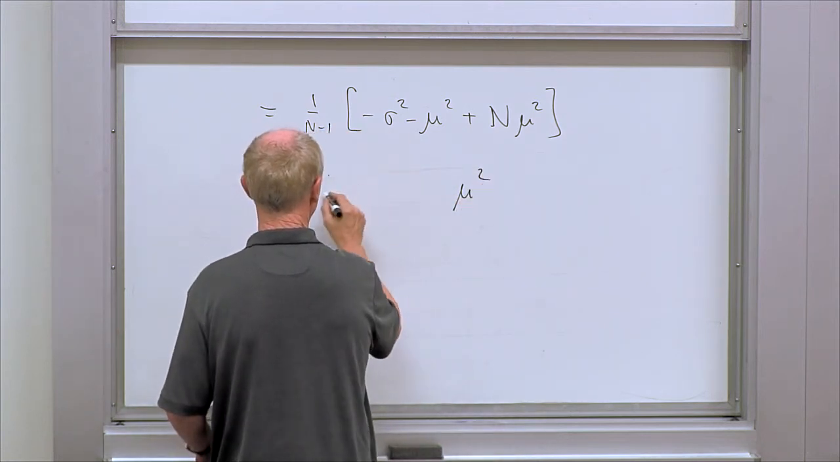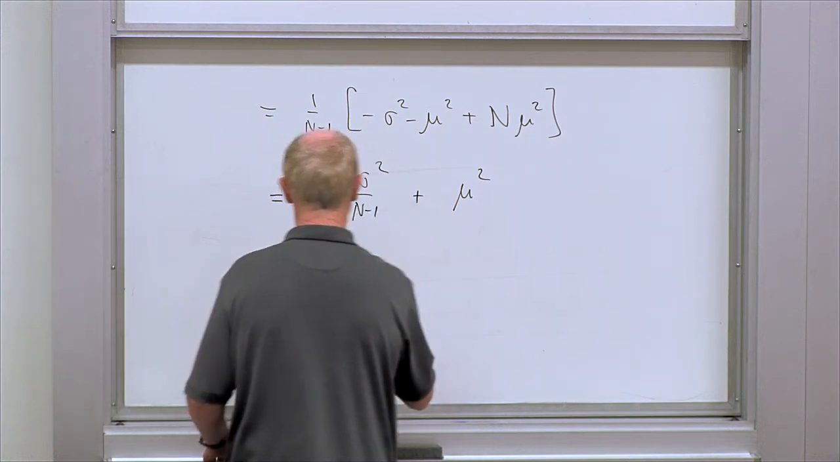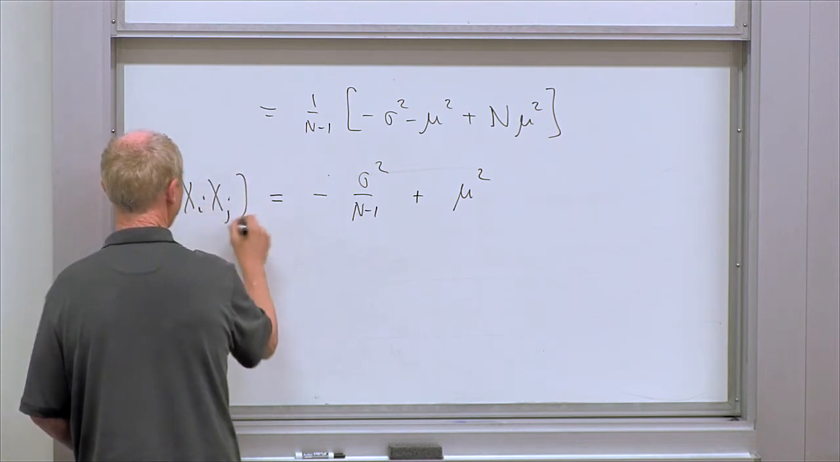And then for the sigma squared, we get minus sigma squared over n minus 1. And to recall, what is that? That's the expected value of xi, xj. OK?